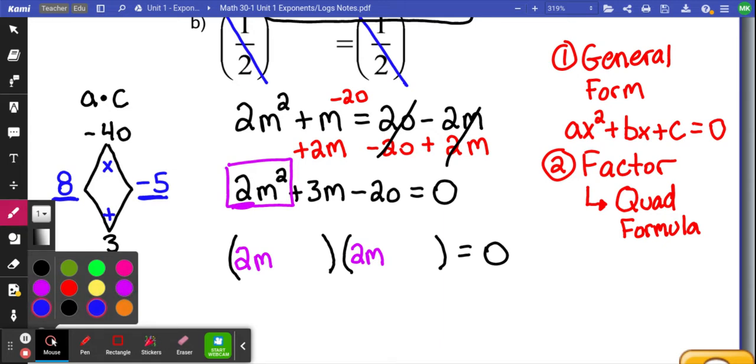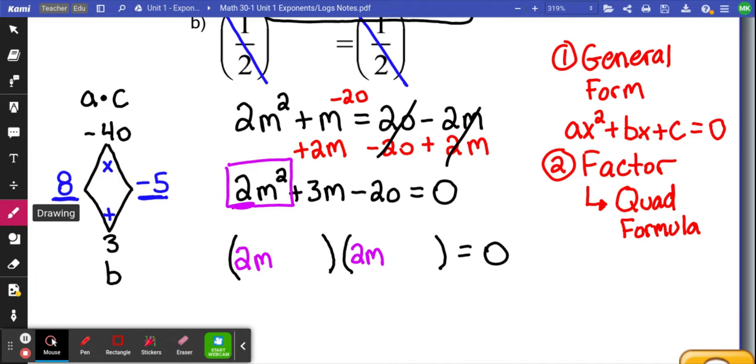That diamond that we just created, those are the second terms in each of your binomials. So it's 2m plus 8, 2m minus 5.